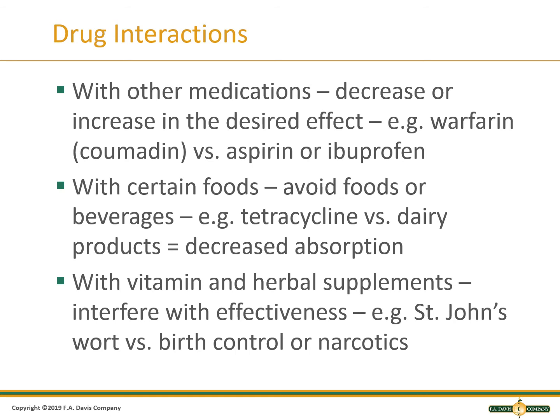When drug interactions occur with certain foods, we may either avoid foods or beverages while taking a medication, or avoid taking medication with certain foods or beverages. For example, tetracycline is an antibiotic which should not be taken with dairy products, as the proteins in dairy lead to decreased absorption. Drug interactions with vitamin and herbal supplements interfere with effectiveness. For example, St. John's wort decreases the effectiveness of birth control pills and decreases the excretion rate of narcotics from the body.